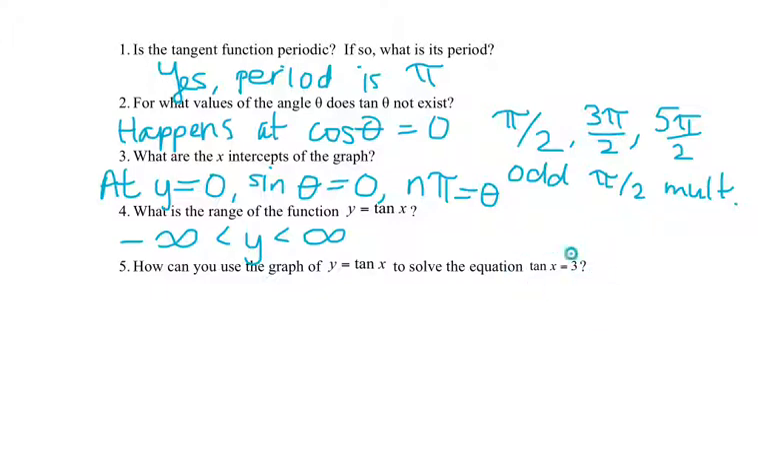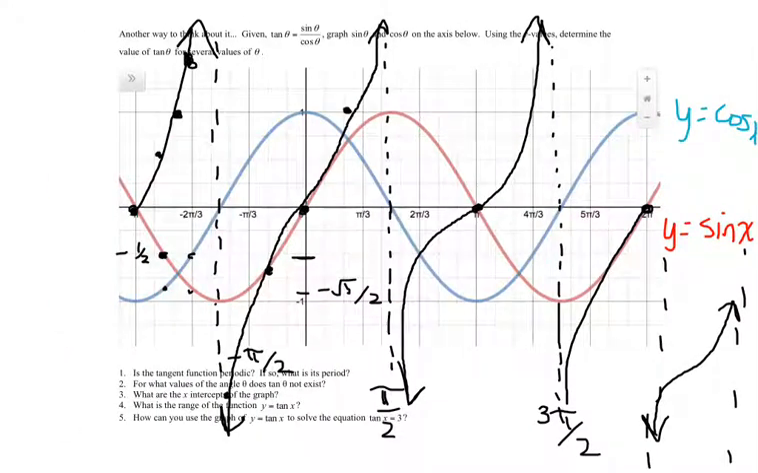So if I want to know when tan of x is equal to 3, well, first of all, I need to draw a graph that has a higher y-axis, but I'm going to look at the 3's. Those are going to be really close to my asymptotes on the positive side, but I can look at the graph and find the points of intersection.